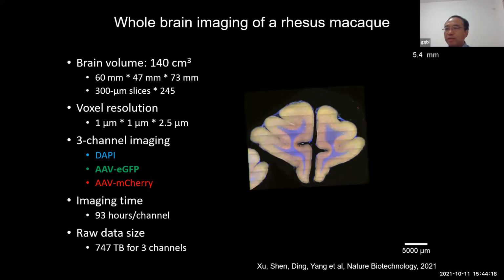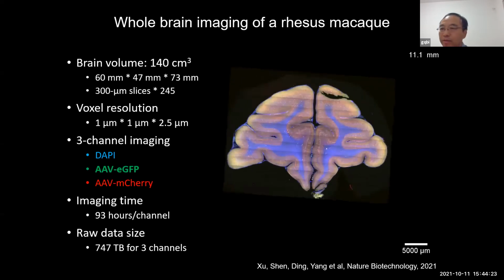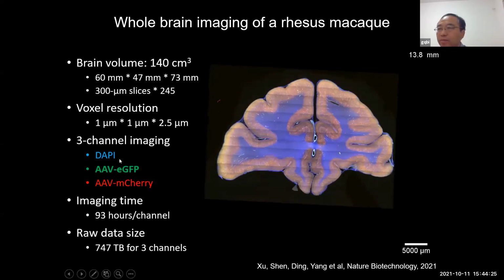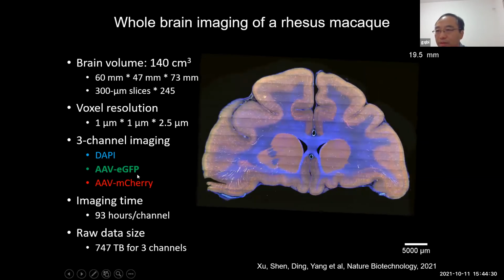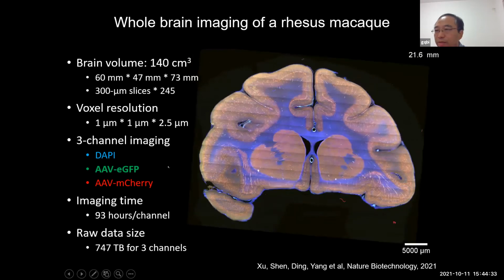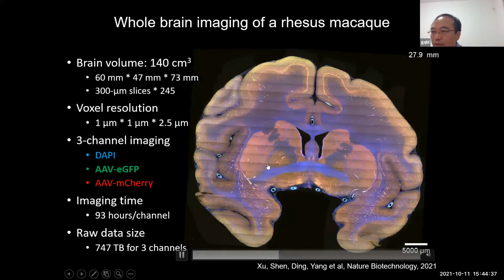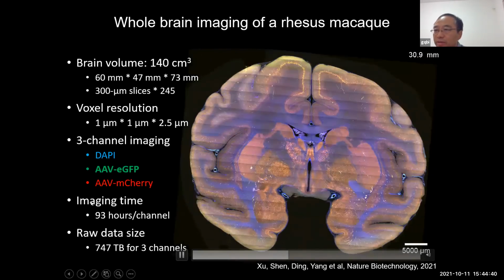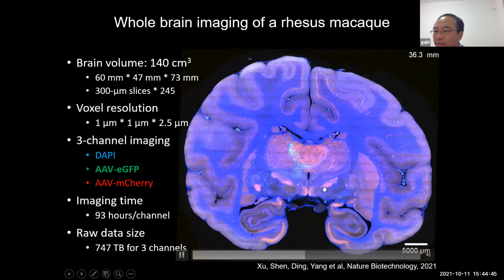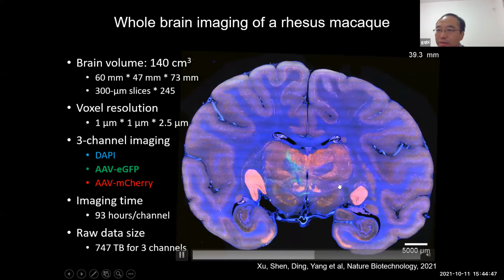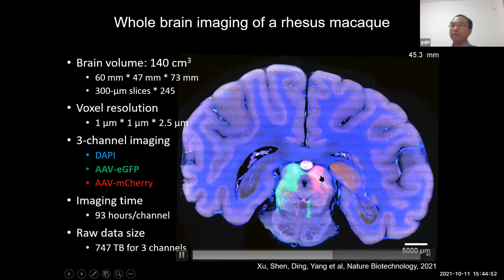In this one, they imaged an entire monkey brain labeled with three different colors. One is nuclear staining, DAPI, and the other two: a green fluorescent virus that labeled, I think, the left superior colliculus, and a red fluorescent protein that labeled the right side of the superior colliculus. You can see that slightly later. Okay, here now you can see.